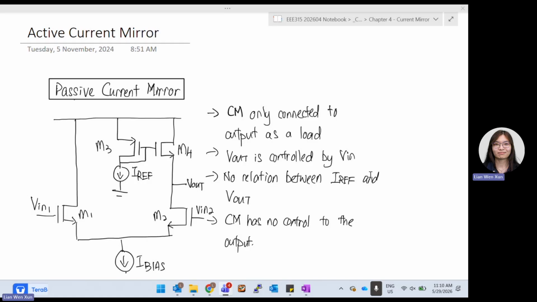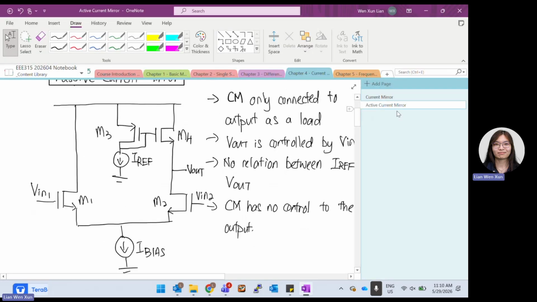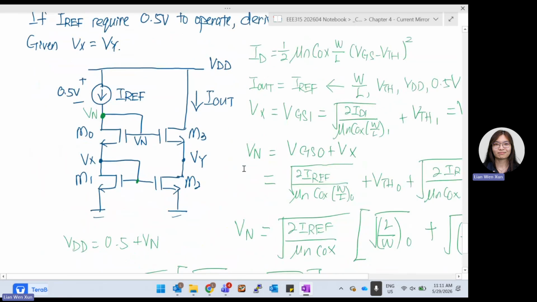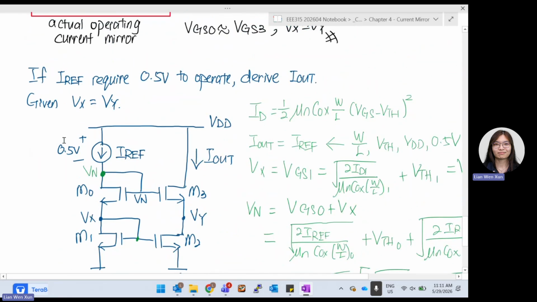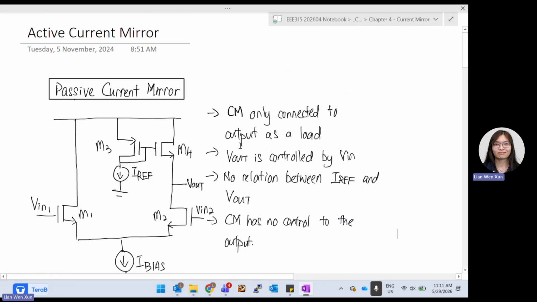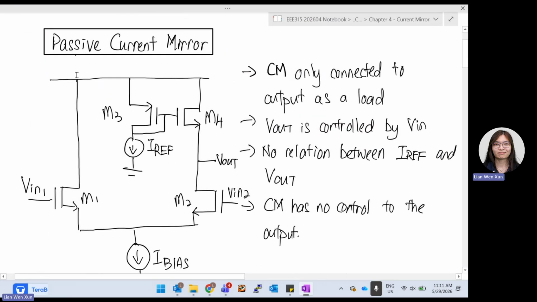Okay, let's start. So we have done current mirror last class. Okay, so we have done until we find what is the IREF required. So let's go to passive and active current mirror.